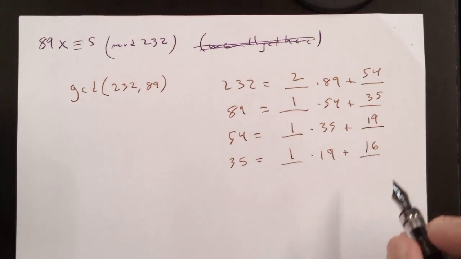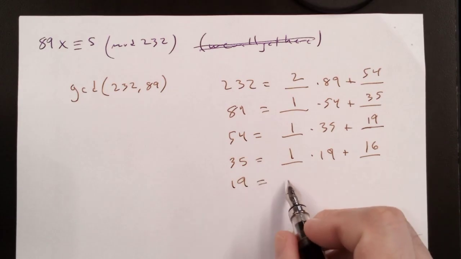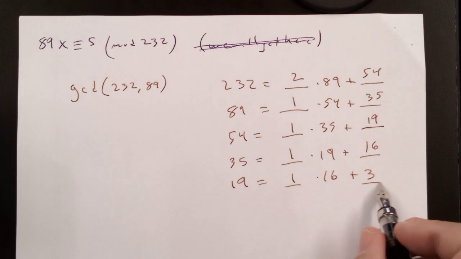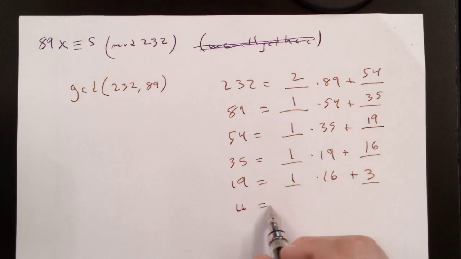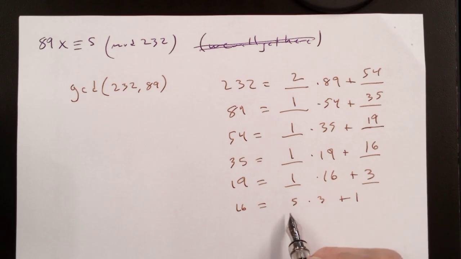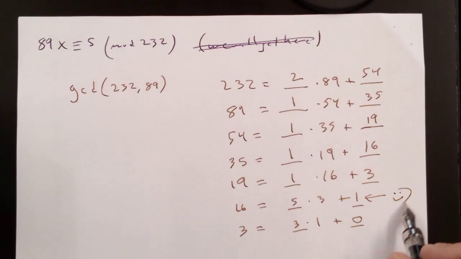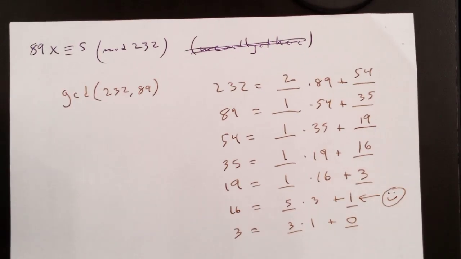19 is 116 with 3 left over. 16 is 5 times 3 with 1 left over. And 3 is 3 ones with nothing left over. There's my greatest common divisor, and it's 1. Yay!